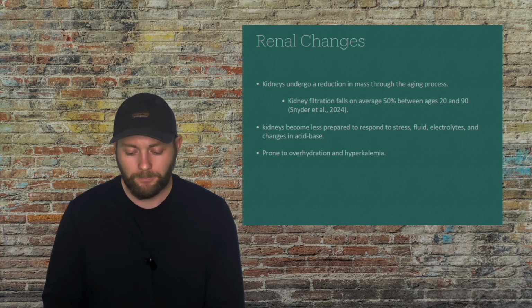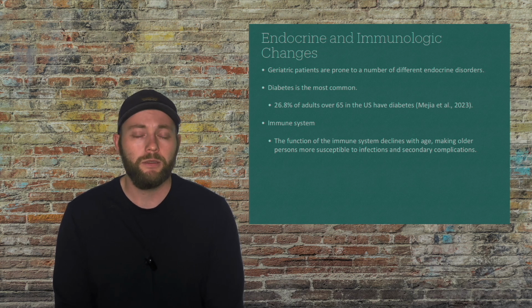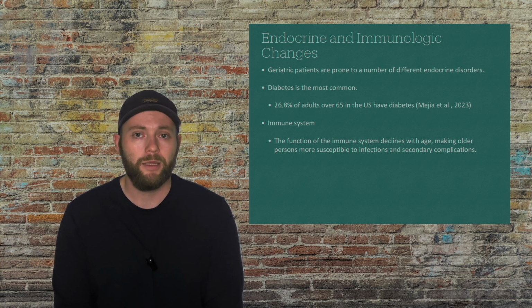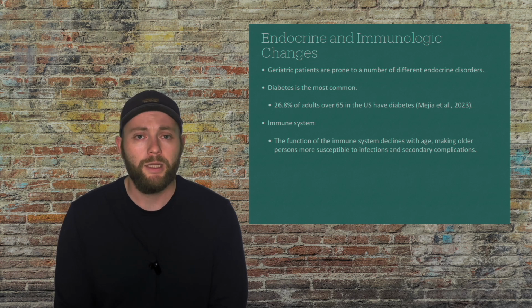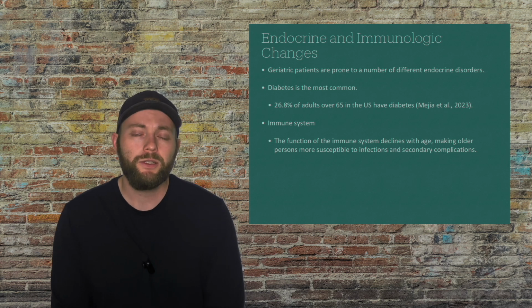Geriatric patients are prone to a number of different endocrine diseases. Diabetes is the most common, with Mija et al. reporting that 26.8% of older patients over the age of 65 have diabetes in the United States. As we age, the metabolism of carbs becomes more difficult as the rates of insulin and glucagon production gradually decrease throughout the aging process. The function of the immune system also declines with age.